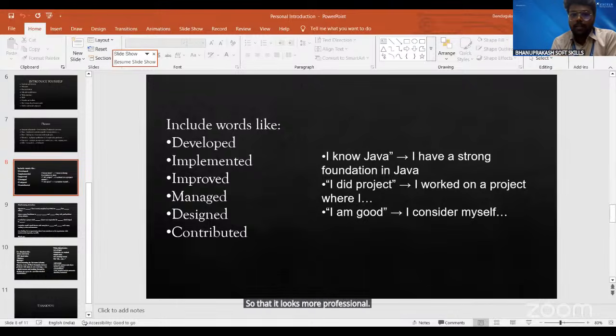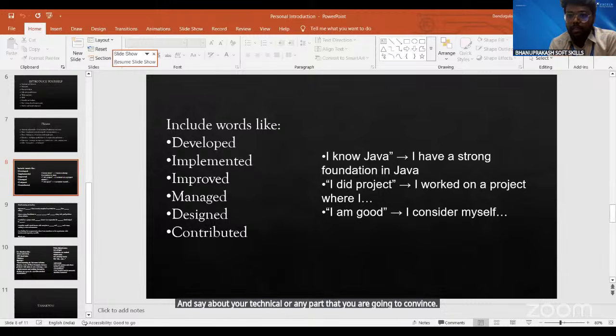Instead of sounding basic like "I know Java," you can say "I have a strong foundation in Java." Instead of sounding very basic like "I did a project," you can say "I worked on a project where I contributed," etc. Instead of saying "I am good," you can say "I consider myself," and say about your technical or any part that you are going to convince.